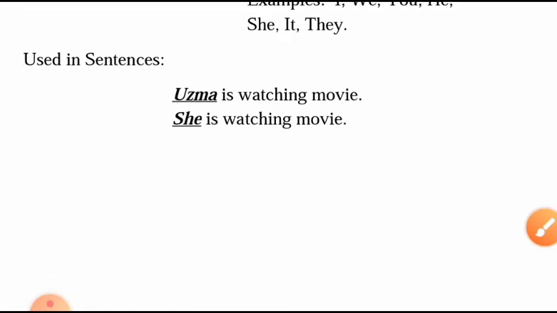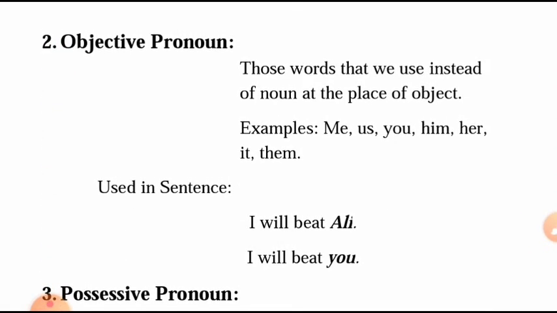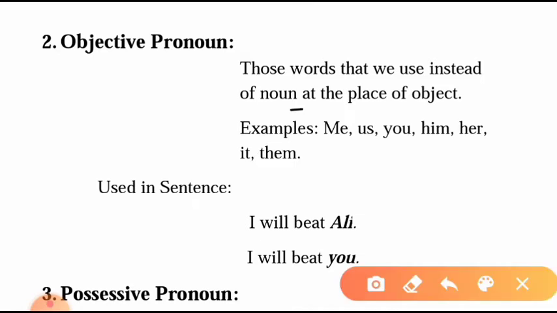So let's talk about the next, which is objective pronoun. As the word suggests, objective pronoun: the words that we use instead of noun at the place of object. Those words that you are using at the place of object instead of noun, what you call objective pronoun. These are the examples: me, us, you, him, her, it, them. These are all the examples of the objective pronoun. How will you use objective pronoun in a sentence? Let's look at the sentence.